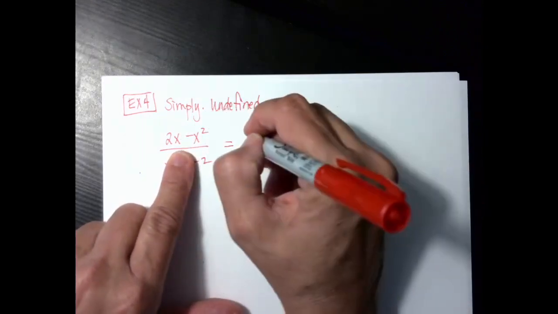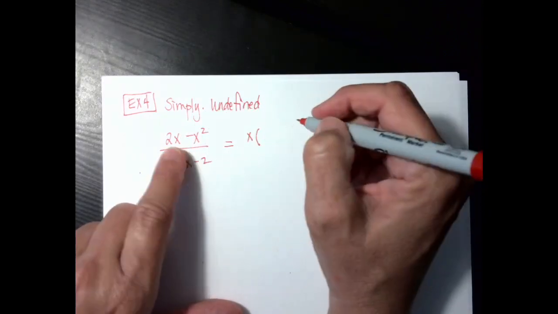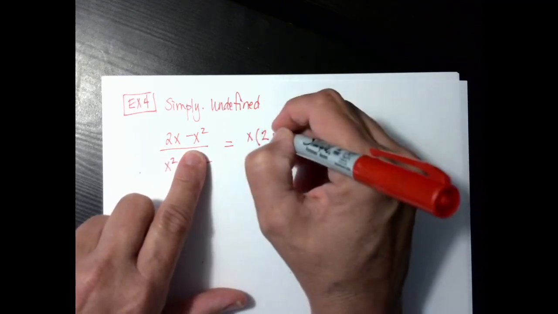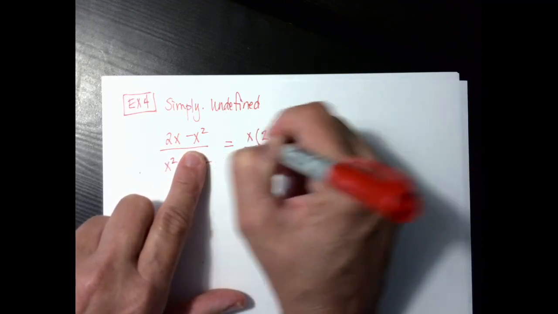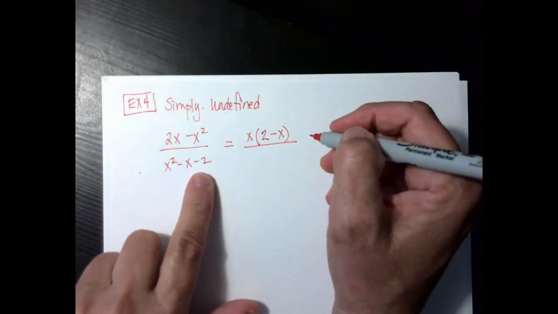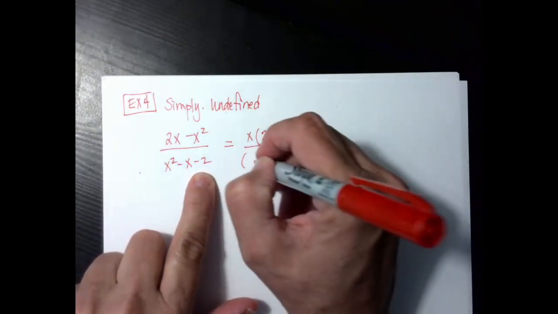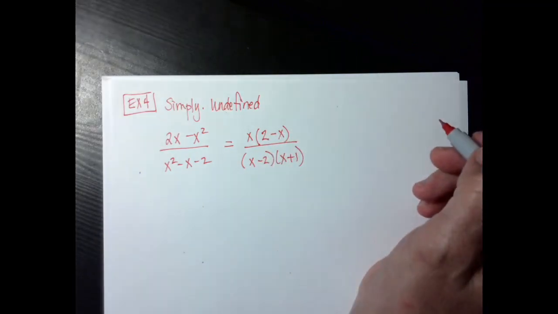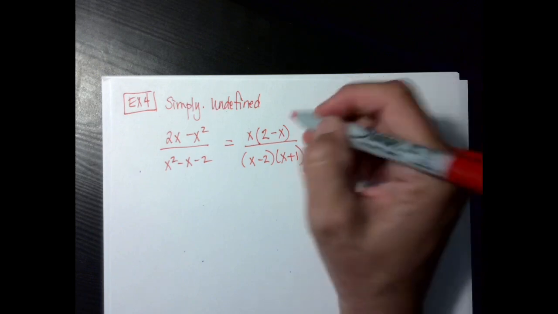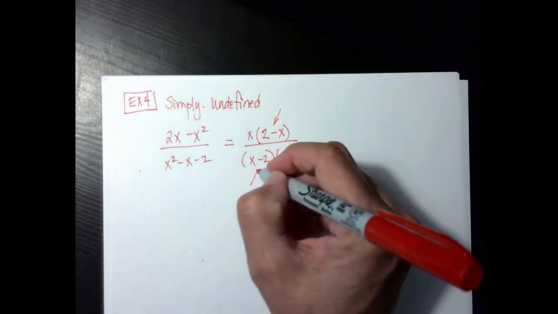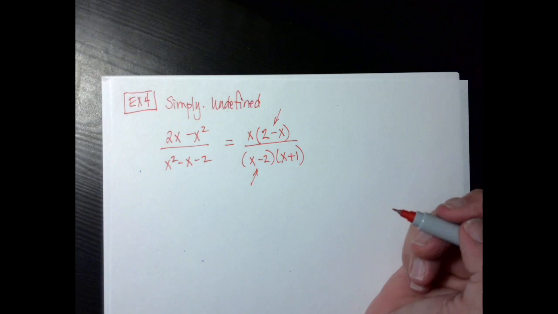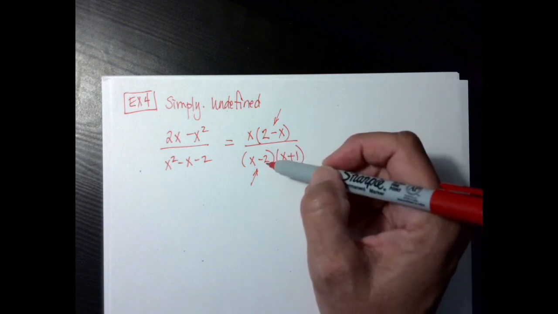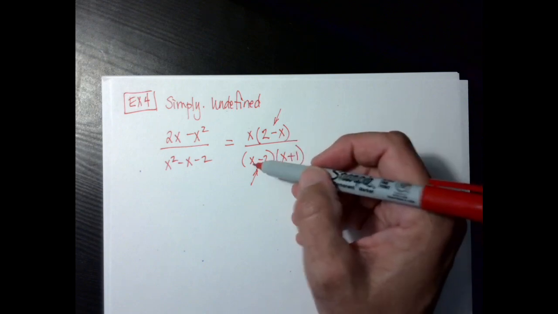In the top, I notice that these two have an x in common. 2x divided by x is 2, and then a negative x squared divided by x is a negative x. Yay, factoring. This one, the factors of 2 that are going to add or subtract, it's going to be minus 2 and x plus 1. Well, this is kind of an interesting situation. If you look at this term and this term, you'll notice that they are almost the exact opposite. I have a positive 2 and a negative 2. I have a negative x and a positive x.